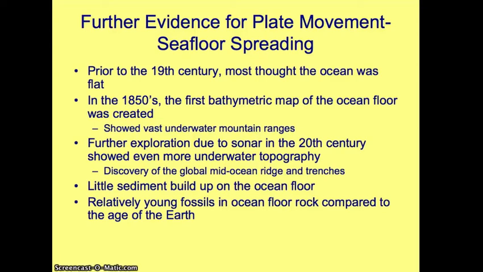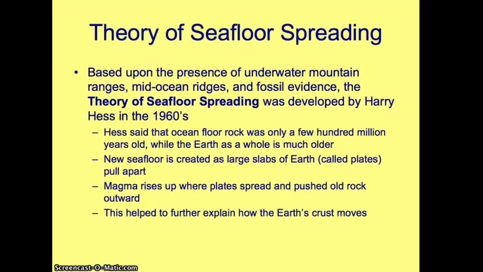If the Earth was 4.6 billion years old, then there should be a lot more sediment on the ocean floor than is there currently. So relatively young fossils are on the ocean floor compared to the age of Earth. So based upon the presence of underwater mountain ranges, mid-ocean ridges, and fossil evidence, the theory of seafloor spreading was developed by Harry Hess in the 1960s.